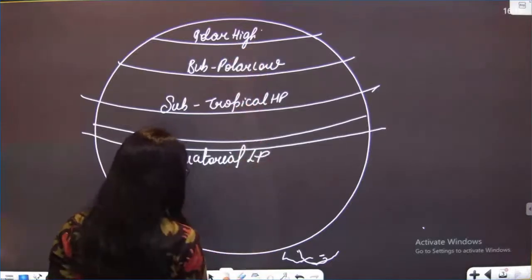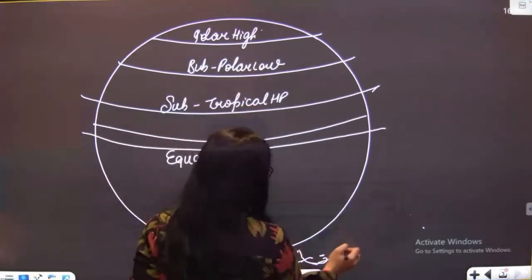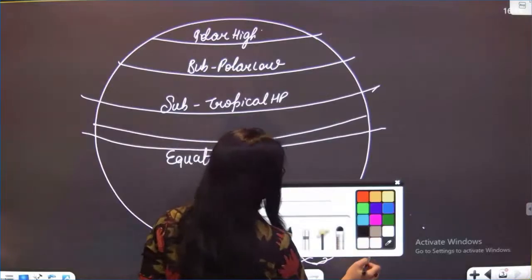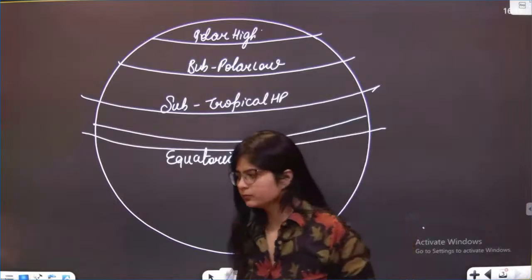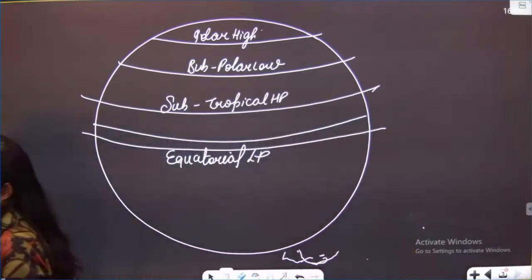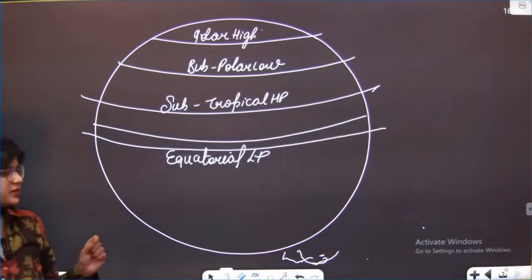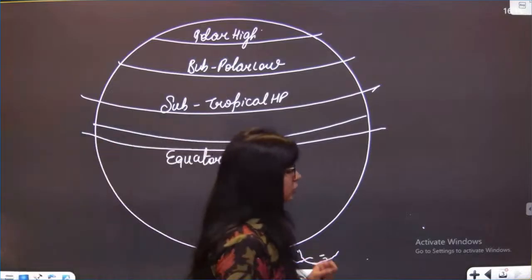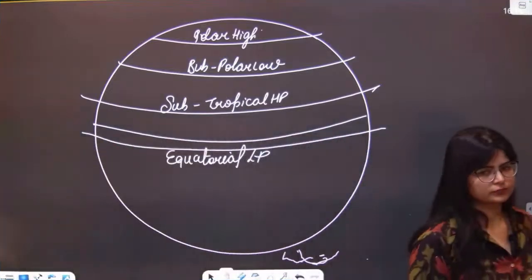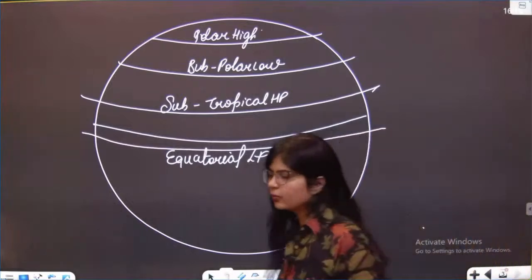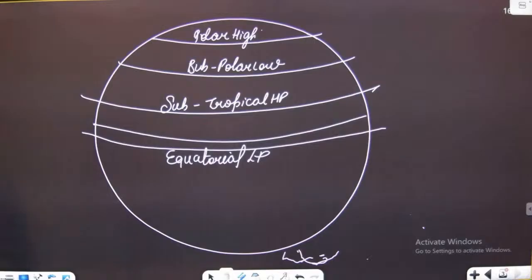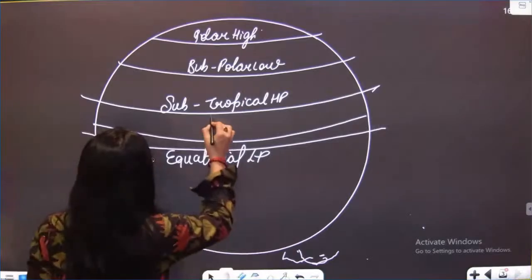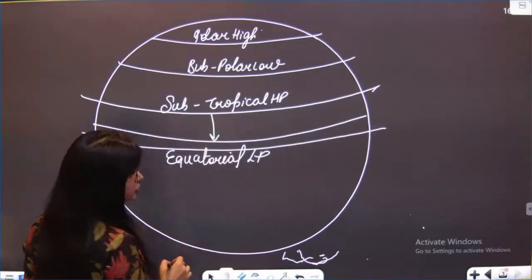Write down a very important universal rule. Wind always blow from high pressure to low pressure. So winds are blowing from here, from high pressure to low, right?